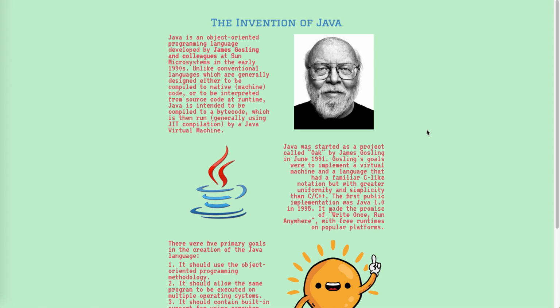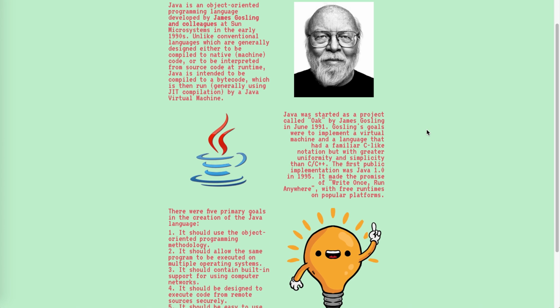So, the invention of Java. Java is an object-oriented programming language developed by James Gosling and colleagues at Sun Microsystems in the early 1990s. Unlike conventional languages, which are generally designed either to be compiled to native machine code or to be interpreted from source code at runtime, Java is intended to be compiled to a bytecode, which is then run generally using JIT compilation by a Java virtual machine.